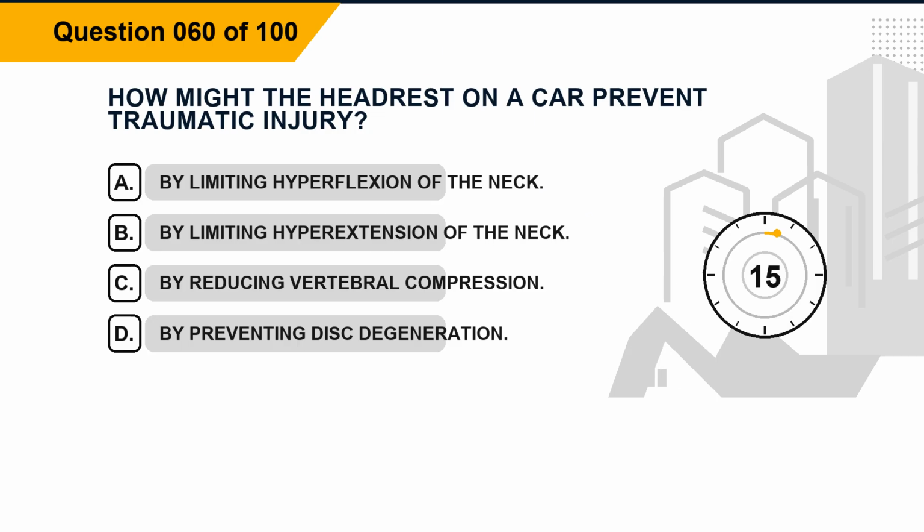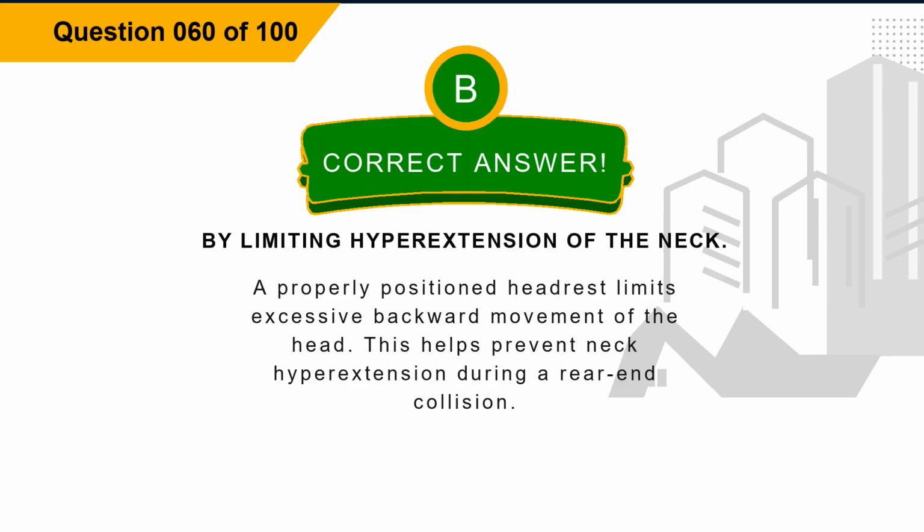Question 60. How might the headrest on a car prevent traumatic injury? Option A, by limiting hyperflexion of the neck. Option B, by limiting hyperextension of the neck. Option C, by reducing vertebral compression. Option D, by preventing disc degeneration. The correct answer is option B, by limiting hyperextension of the neck. Explanation: a properly positioned headrest limits excessive backward movement of the head. This helps prevent neck hyperextension during a rear-end collision.